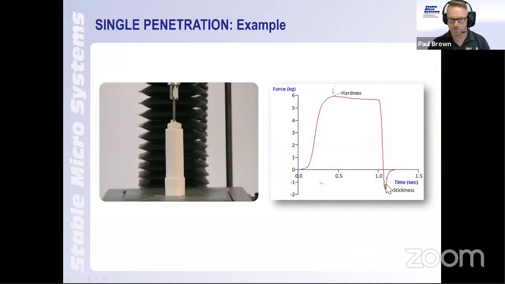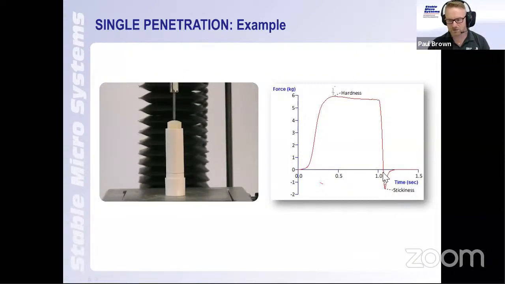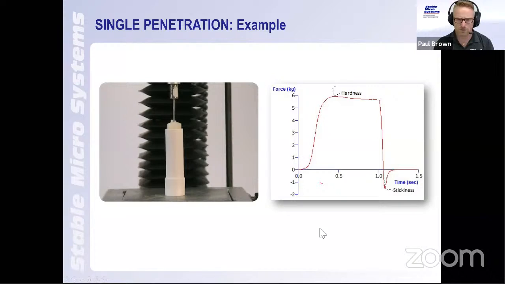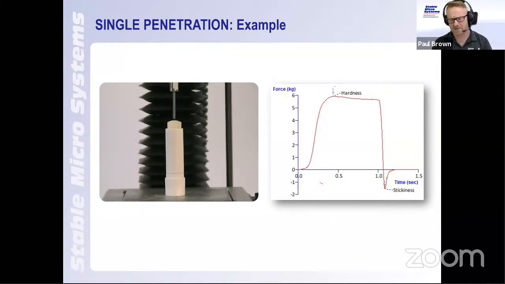As the probe returns to the start of the test, it can also look at areas, for example, like the stickiness, the negative area of the curve as well. So one graph means that you can potentially look at a number of areas within that graph and analysis.